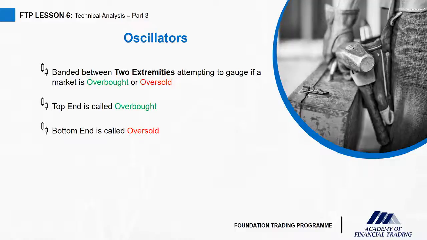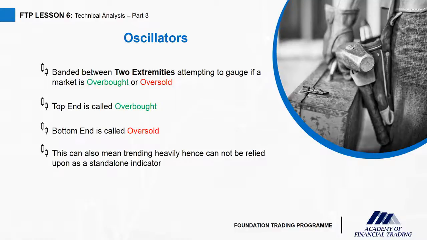Now, with a lot of things within financial markets, sometimes you will see self-fulfilling prophecies because so many people believe this has to happen, they take an action and they can have an influence on it. But by no way is this a rule. All right? It can also mean trending heavily cannot be relied upon as a standalone indicator. It works best in sideways markets upon confirmation of the same.